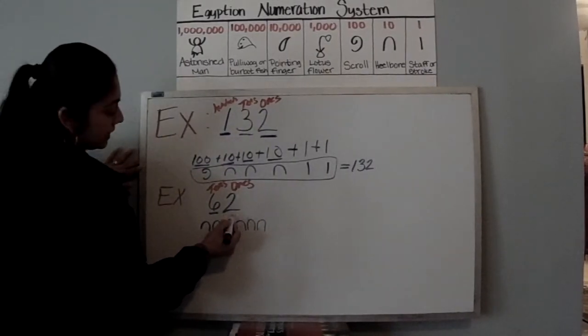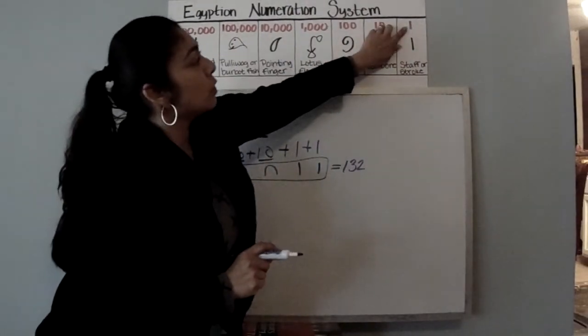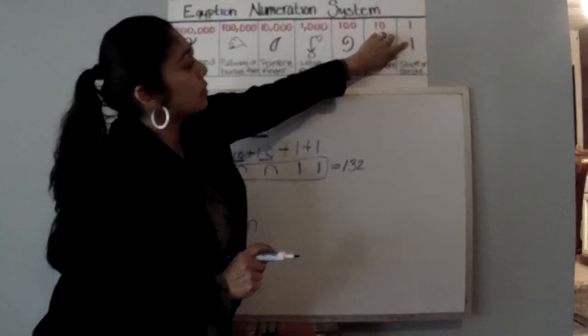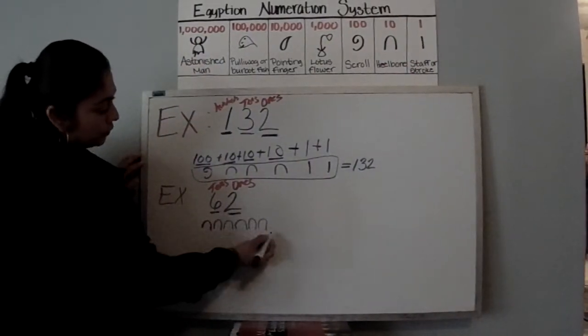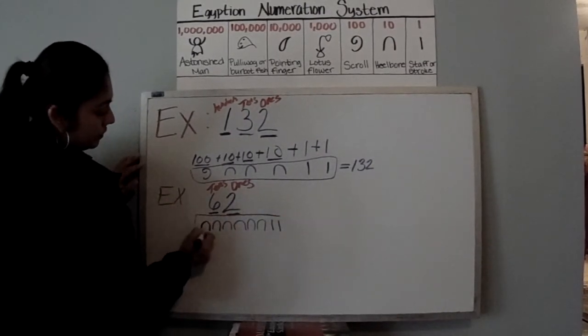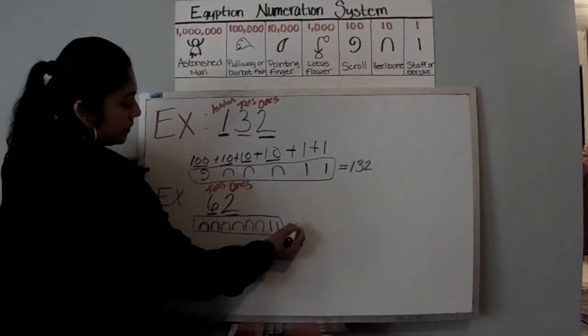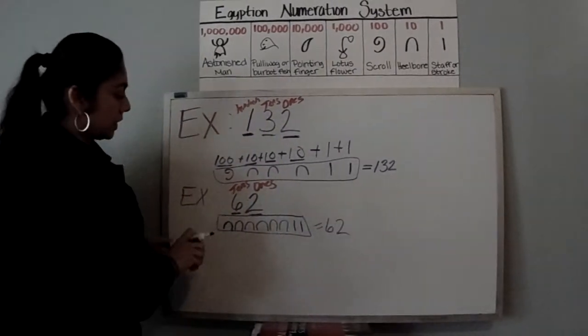Now let's go to the ones place. There's a 2 there. So here's your ones. And what does that represent? A staff. So how many staffs do we need? We need 2. 1, 2. So these symbols represent 62.